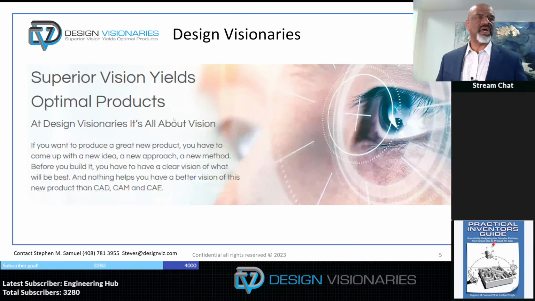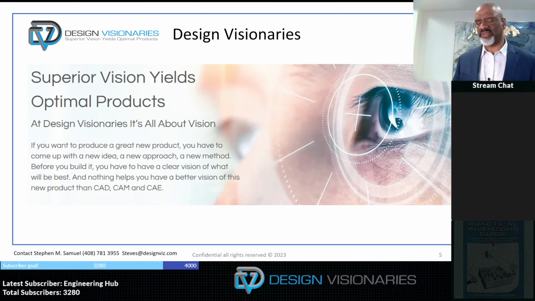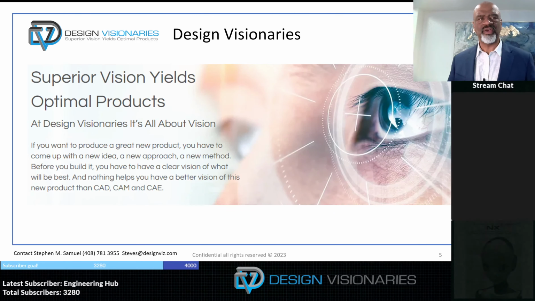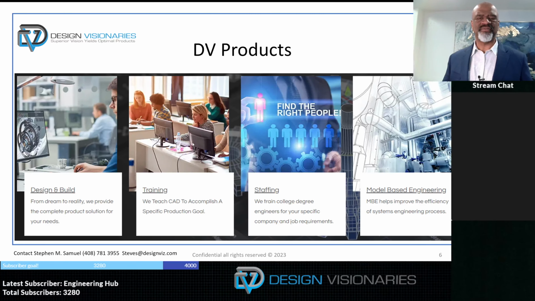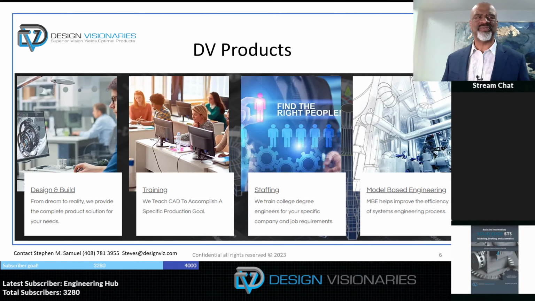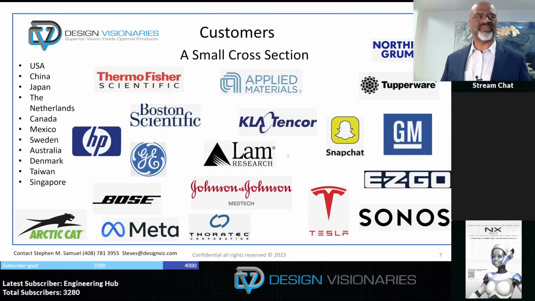So, about Design Visionaries, the reason why we do this kind of training and the reason why I believe we're super qualified is because we have been doing design engineering and training for many years. Our motto is superior vision yields optimal products. And we have 4 products. We do design and build. We've got a manufacturing floor. We do training, computer-aided design training. We do NX, Creo, SolidWorks. We do staffing. And when we do staffing, I think it's superb because we train our folks so well because that's what we do. And then we do the model-based definition.